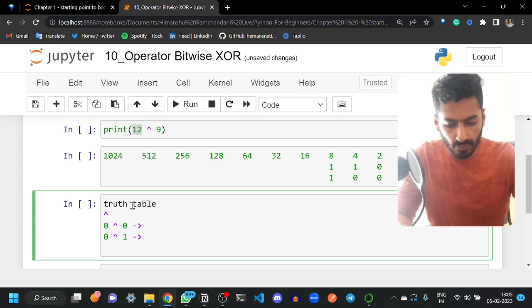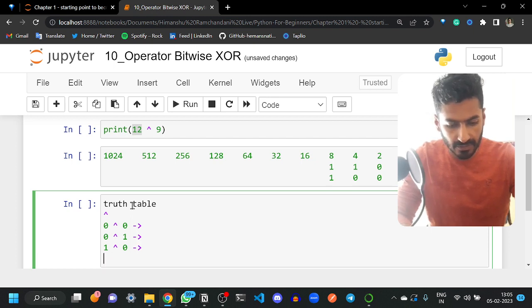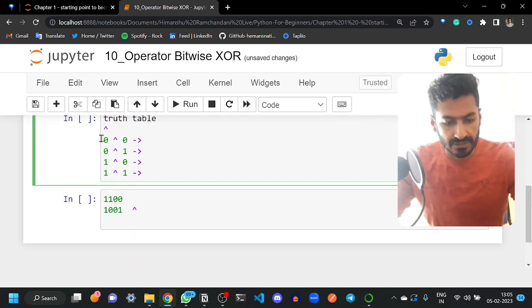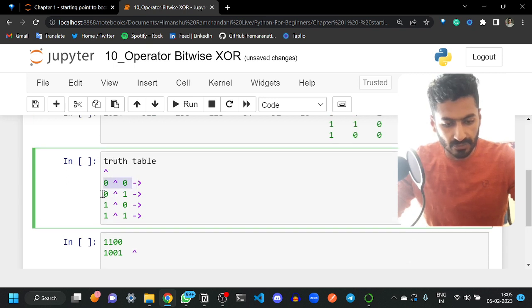If you want to remember this, it is very simple. Just a second, let me write this one. If you want to make a truth table, it is very simple. This is how you make it: 0, 1, 10, 11 in ascending order. This way you will remember how to write this.